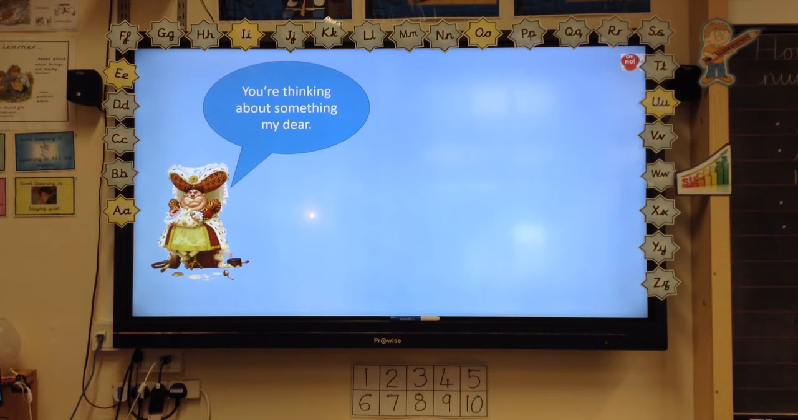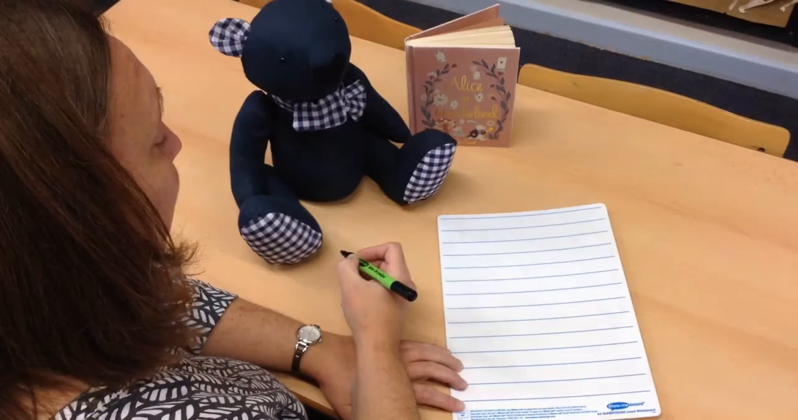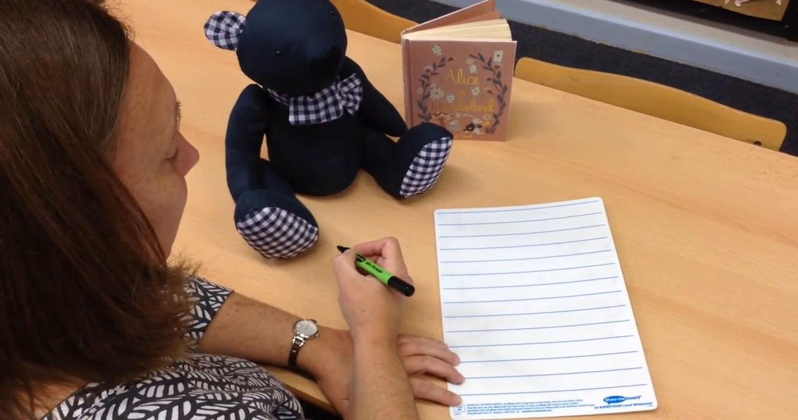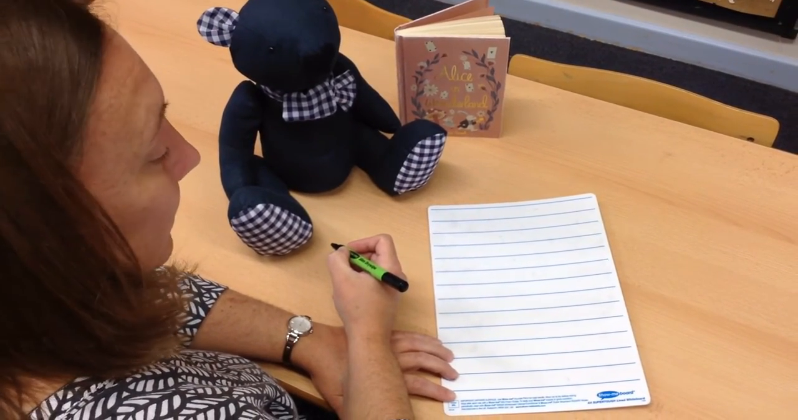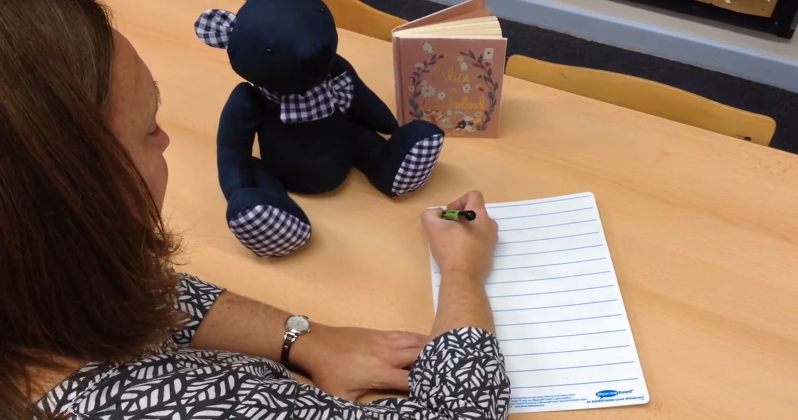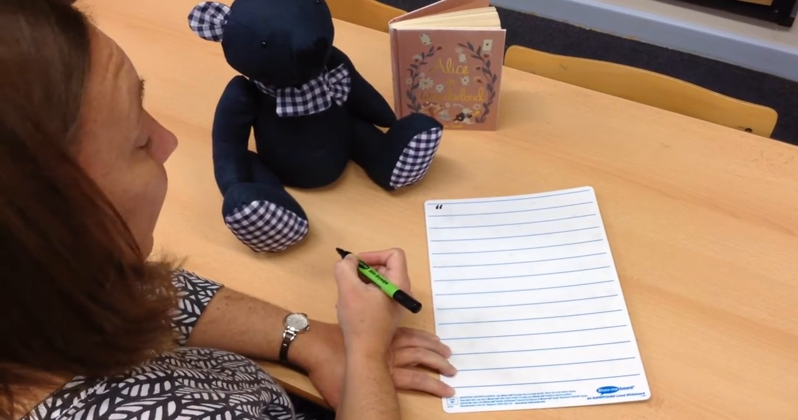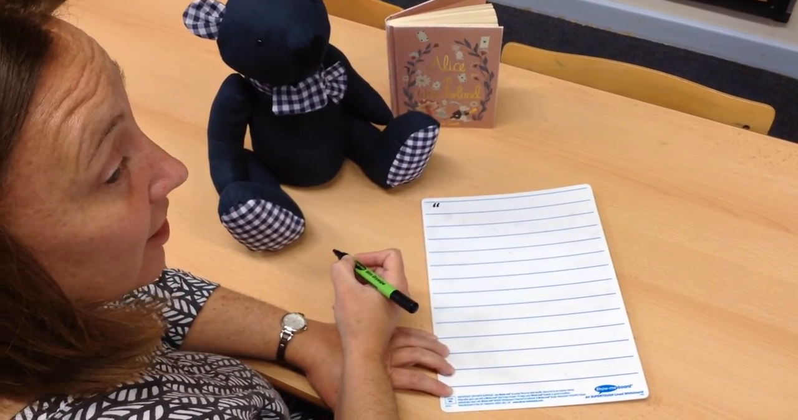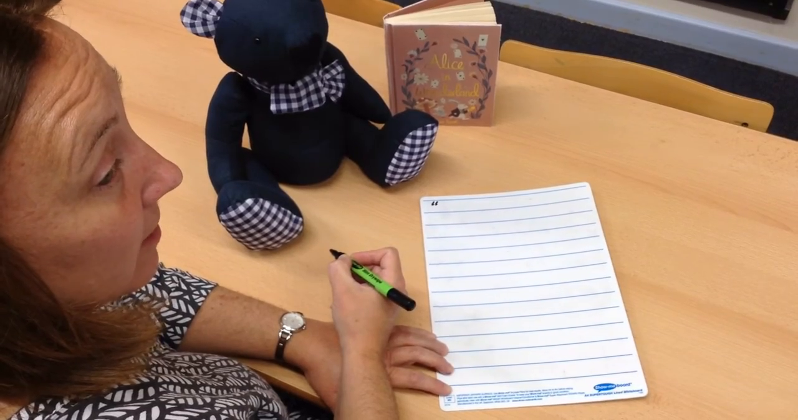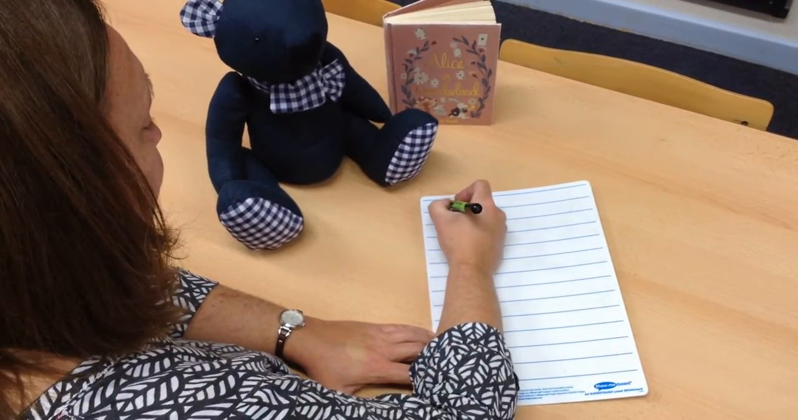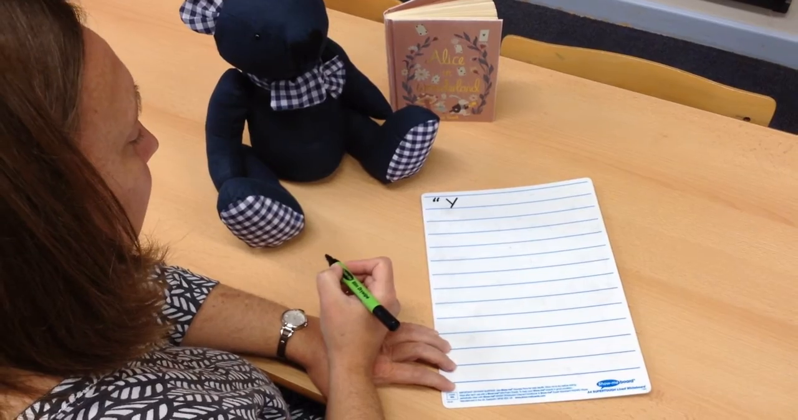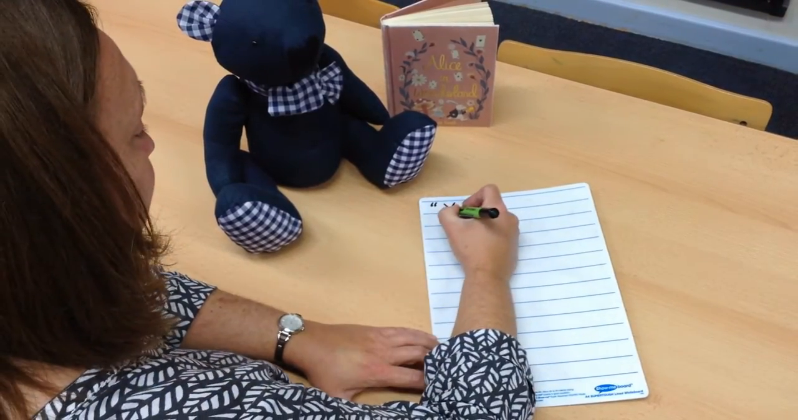I'm now going to show you how to change and convert this speech bubble into correctly punctuated dialogue. Watch carefully. I'm going to start the speech by showing the reader somebody is about to speak by putting the first inverted comma. I then need to write what she said. So the Duchess said, "You're thinking about something, my dear." I need to remember to start that first word with a capital letter.